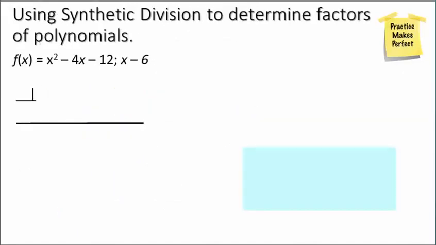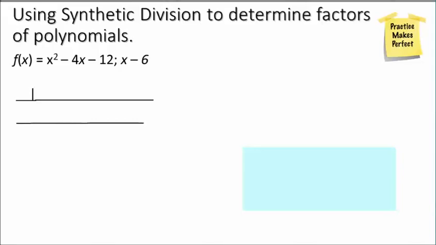Okay. Using synthetic division to determine factors of polynomials. Okay, so what we've done so far is we've learned how to use the synthetic division to find our remainder. Then we used it to evaluate. Now we're actually going to use it to find factors. Now, the important thing here is when you're looking for factors, you always want your remainder to be 0. If you have a remainder, you're not going to be able to find the factor.